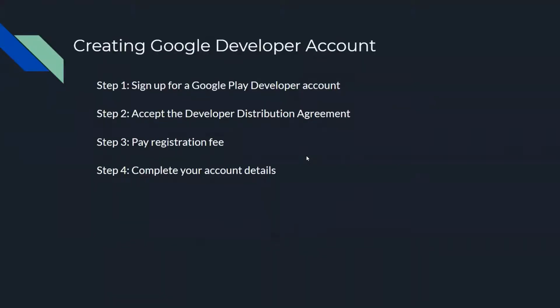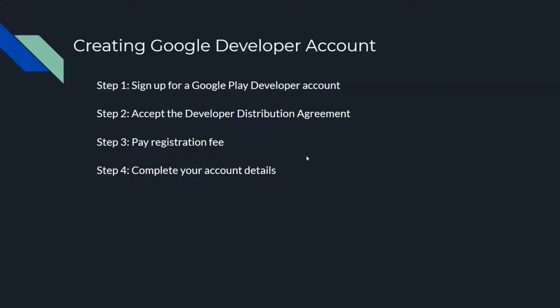Creating a Google Developer account is fairly simple and easy. First, of course, you need a Gmail account, and you sign up for a Google Developer account, basically upgrading your account to a Google Developer account. Then you have to go through some agreement. You have to read the policy and rules and regulations. Once you sign that agreement, you will be asked to pay the registration fee at that point.